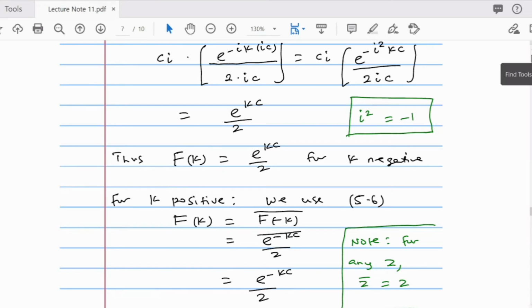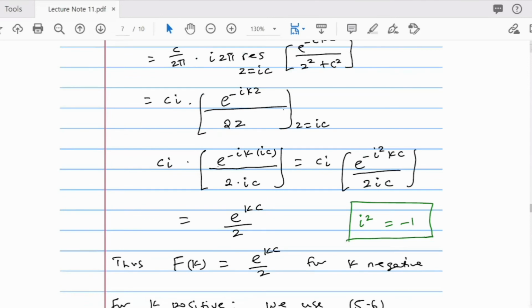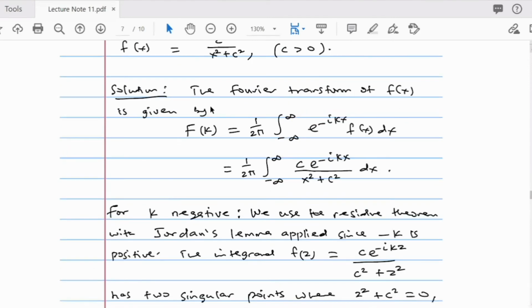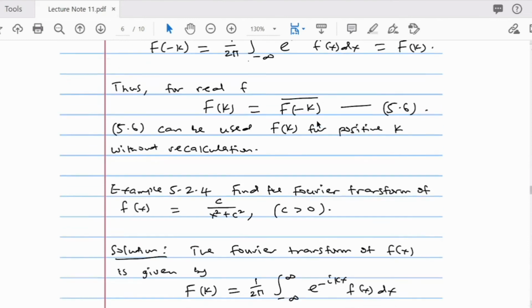Look at what I told you in 5.6. Go up again to 5.6. You don't need to stress yourself. Very straightforward. For the case in which k is positive, you take the conjugate of f of minus k. You take the conjugate of that. So we already got our f of k.